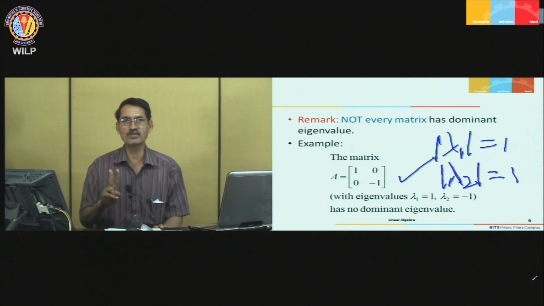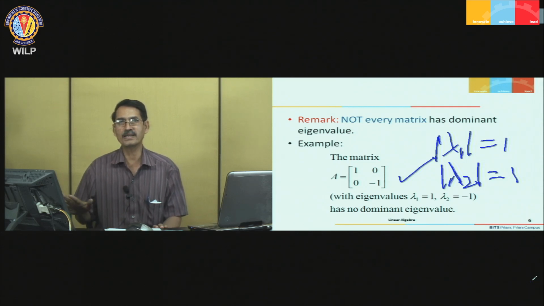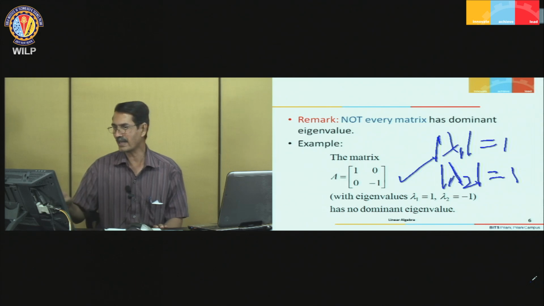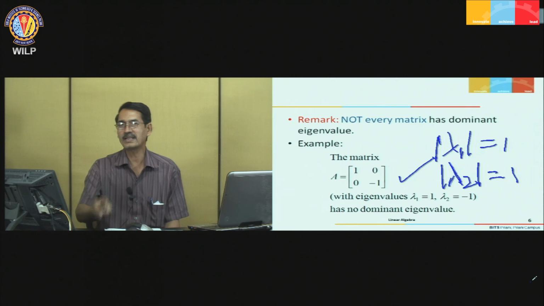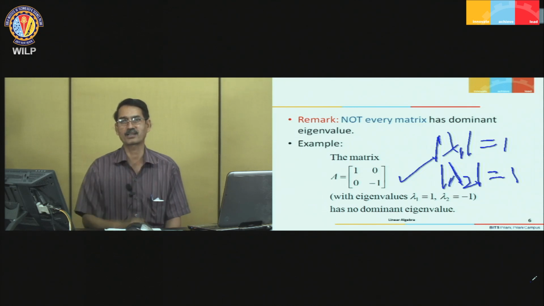There are only 2 eigenvalues here. Therefore, lambda 1 is not a dominant eigenvalue. Again, modulus of lambda 2 is not bigger than the modulus of lambda 1. Therefore, lambda 2 is also not a dominant eigenvalue. Therefore, this matrix A does not have any dominant eigenvalue. So, this shows that every matrix cannot have a dominant eigenvalue.